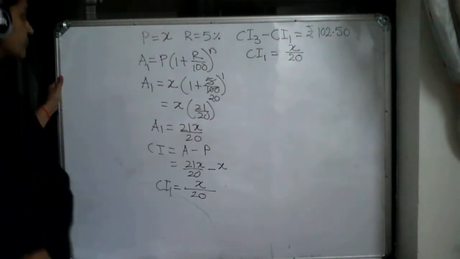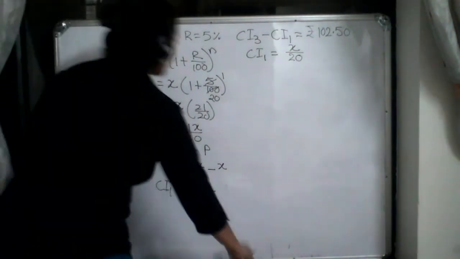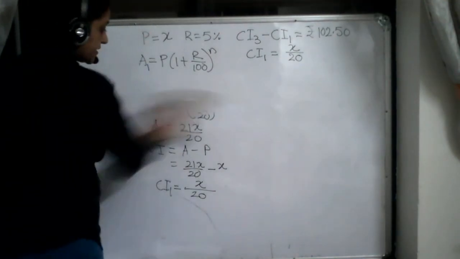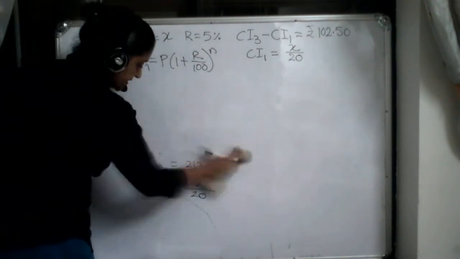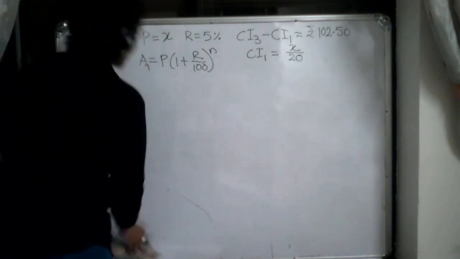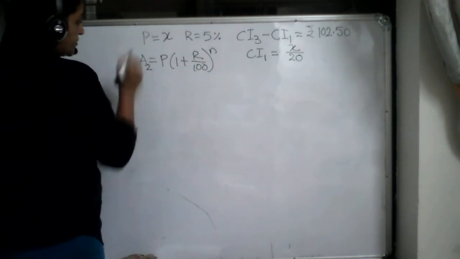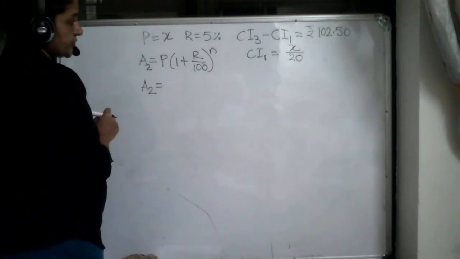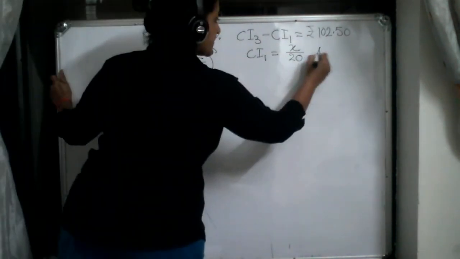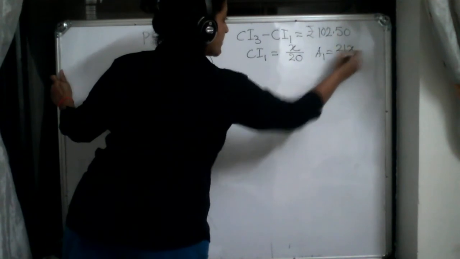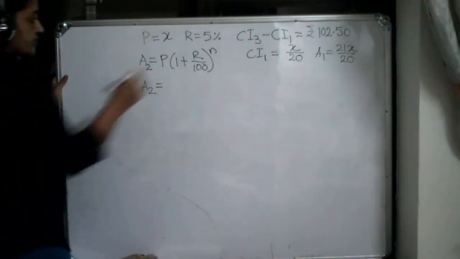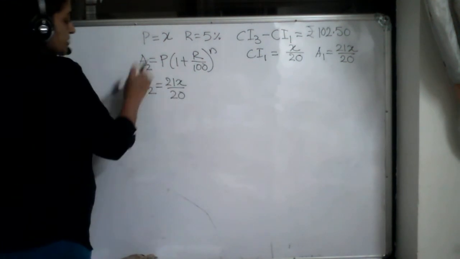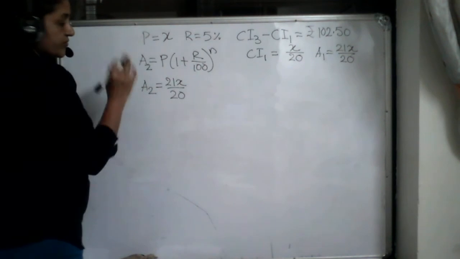Okay. Now we have to find the further things, that is the amount for the second year. Why the amount for the second year? Because this amount for the second year is going to be the principal for the third year. Hence we have to find it. Now I'm writing it as amount 2. What will be the principal for amount 2? Do you know? Amount 1 was 21x upon 20. This is also important for us. 21x upon 20. Why? Because the principal for the second year is nothing but the amount of the first year.